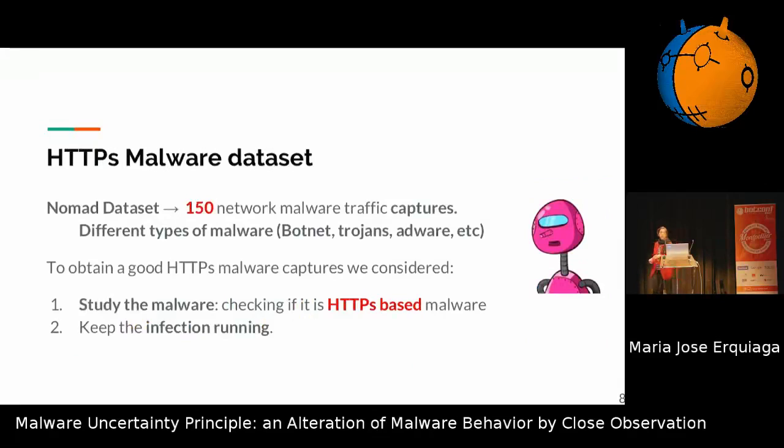So we generated a dataset that now contains more than 150 malware captures, and they are all available online. If you want to access it, you can do it. It contains different types of malware, meaning botnets, Trojans, hardware, any kind. In order to obtain a good quality malware dataset, we first studied the malware, meaning we had to check if the malware was using HTTPS, and then we kept the infection running most of the time we could, for weeks or even months when it was possible.